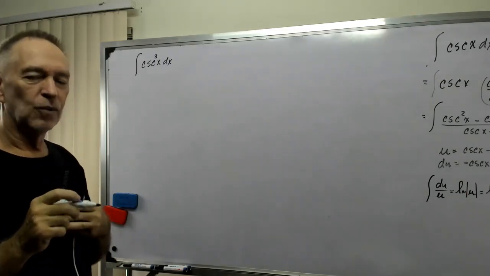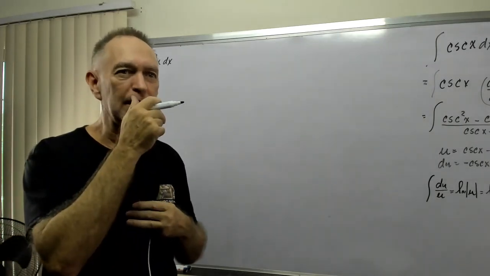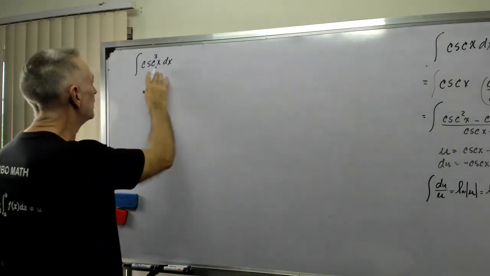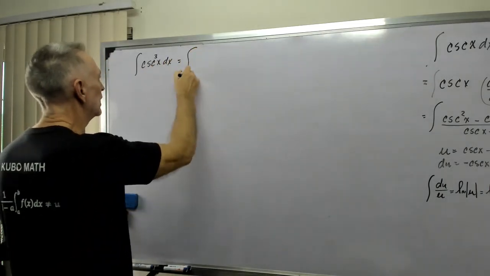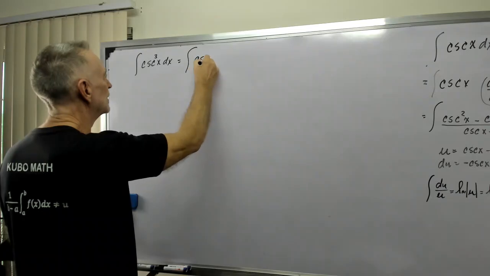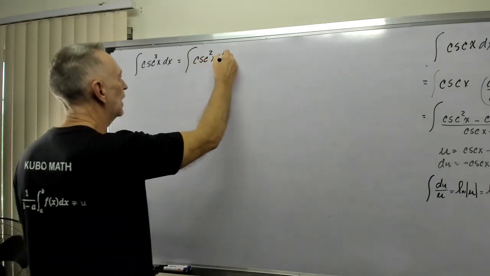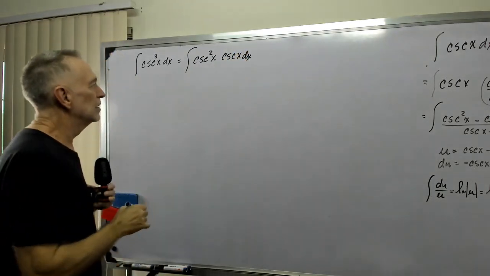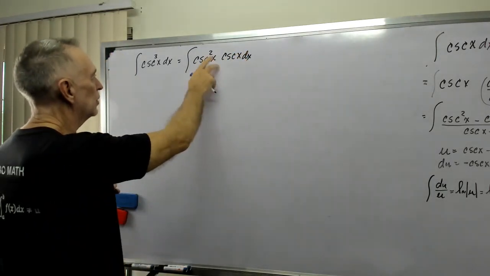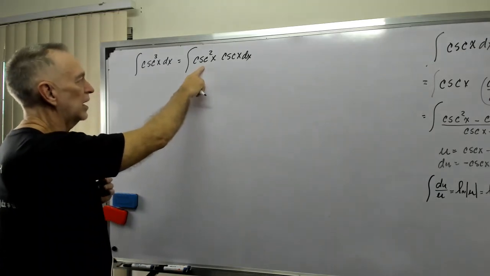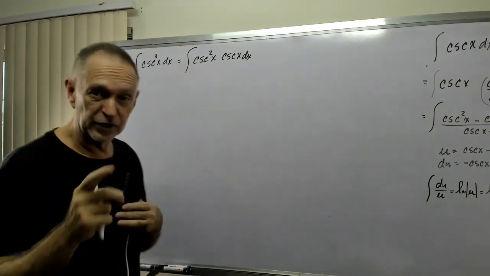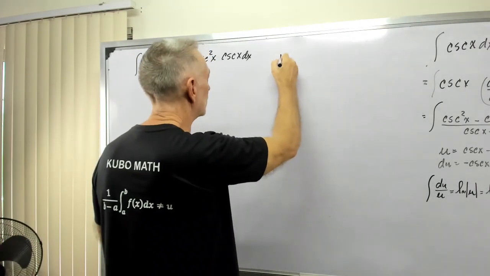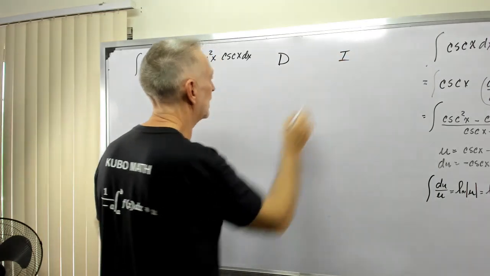Now, how did we do this in the other ones? Yeah, we divided this guy up. If we look at this, the integral of cosecant squared x times cosecant x dx, there's some things we can do with this. We know we can integrate cosecant squared. We just did that in the last video, as a matter of fact. So let's use integration by parts. Let's look at DI method.